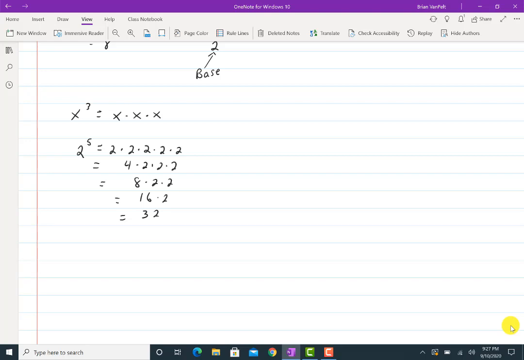Now be careful here. Look at this one. Negative 2 to the second power is negative 2 times negative 2. And when you multiply a negative times a negative, you end up with a positive. So the negatives went away in that example.